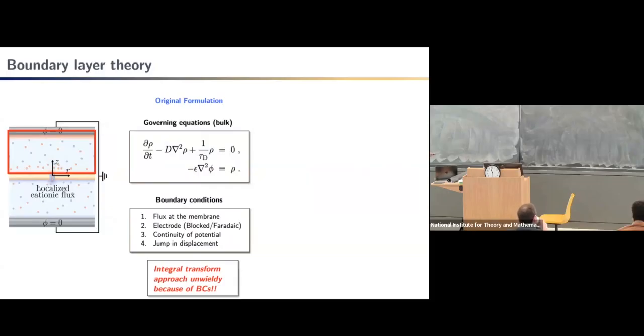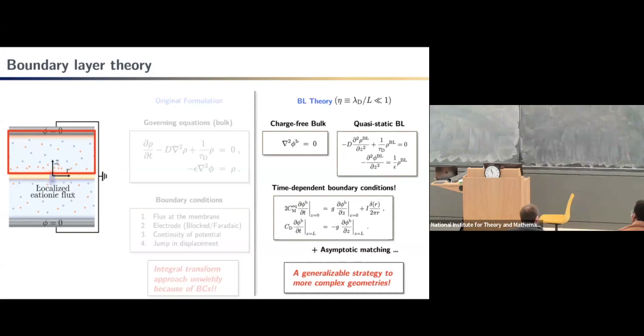So the governing equations as a whole involve these Nernst-Planck equations or Debye-Falkenhagen equations, and you have these boundary conditions. So these are a set of PDEs in R and Z. You have various boundary conditions, and if you have to solve them using integral transforms for different geometries, different boundary conditions, they quickly become unwieldy. And so how does boundary layer theory work?